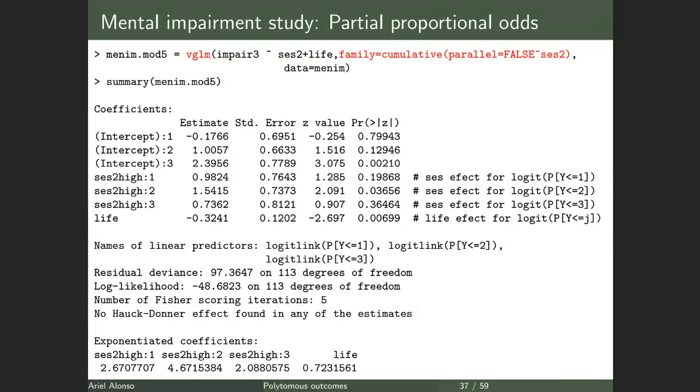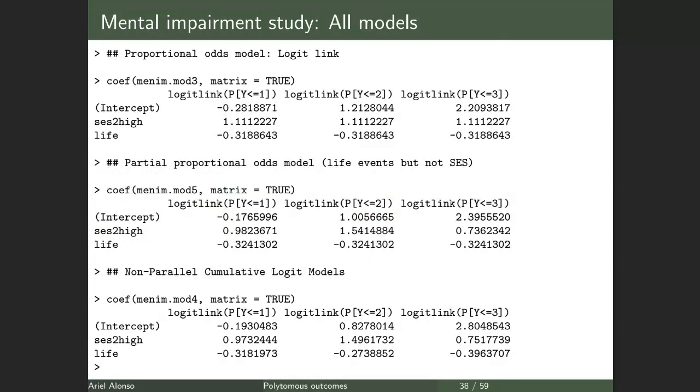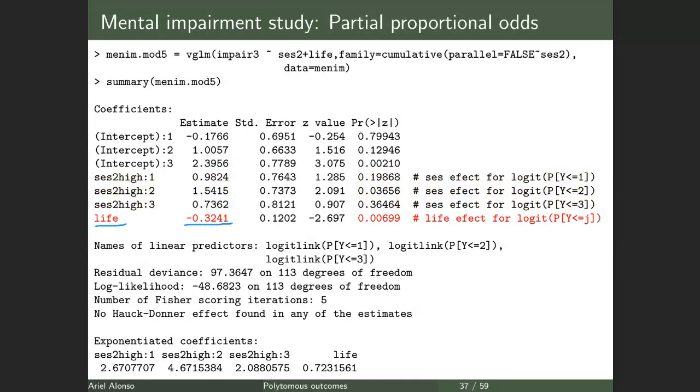And so if you do that, then you get here that for socioeconomic status, you have a different effect. You see that the coefficient is about 1 for y smaller or equal than 1, but it is then about 2 for y smaller or equal than 2. And I'm going to have exactly the same effect for the number of life events. So I'm assuming proportional odds for life events, but not for socioeconomic status. And if you look at the model now, it seems to be doing fine. I don't get any more a warning for this Hauck-Donner effect. So the maximum likelihood seems to be working fine here.